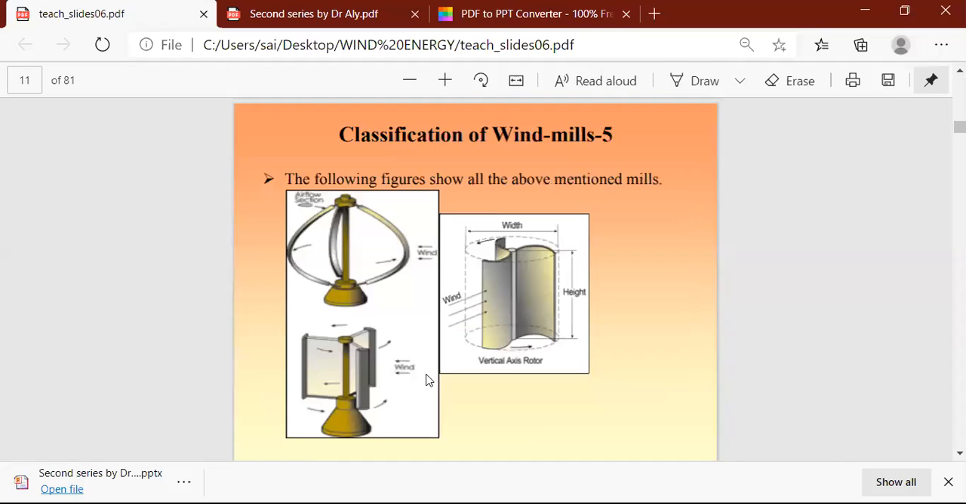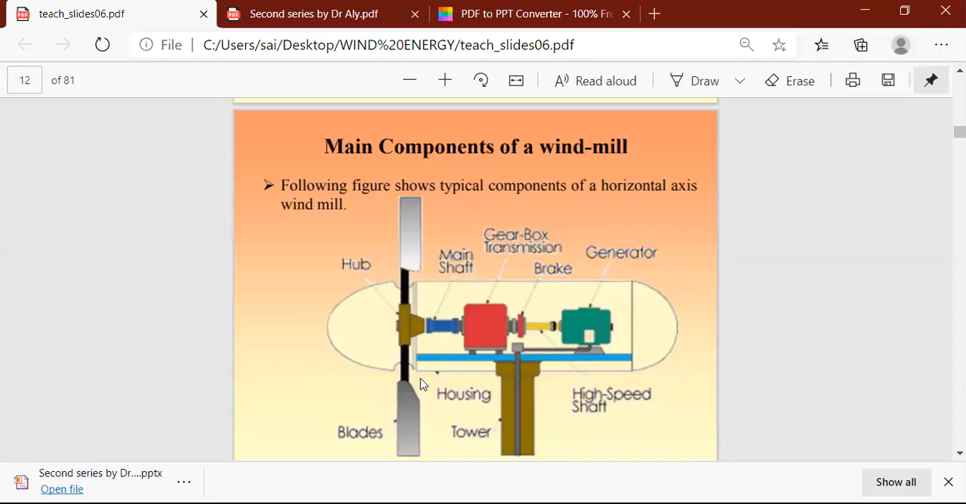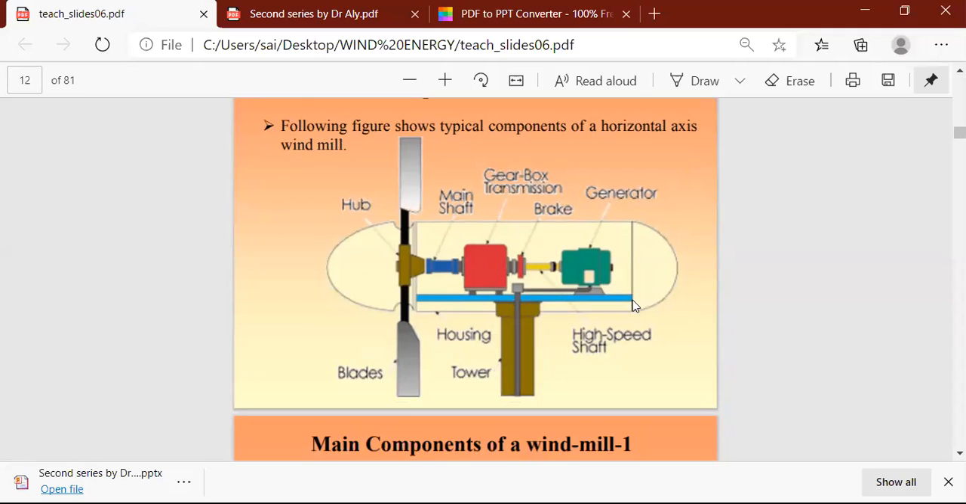Okay, now we will see what are the main components of a windmill. This is the last part that I will cover, and then we will stop this lecture. See, this part is your hub part. Also, this is called the nacelle part. This is your tower. Inside the tower, the housing, the wire connections are used.